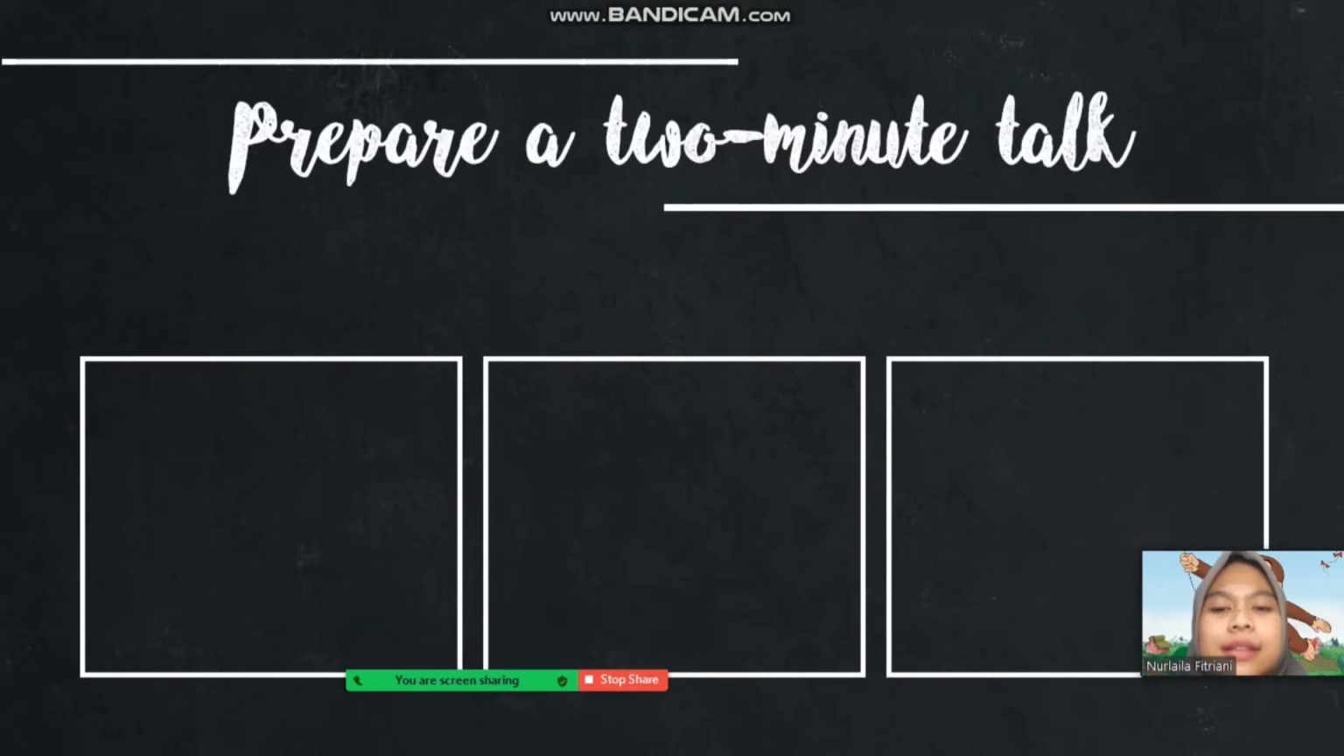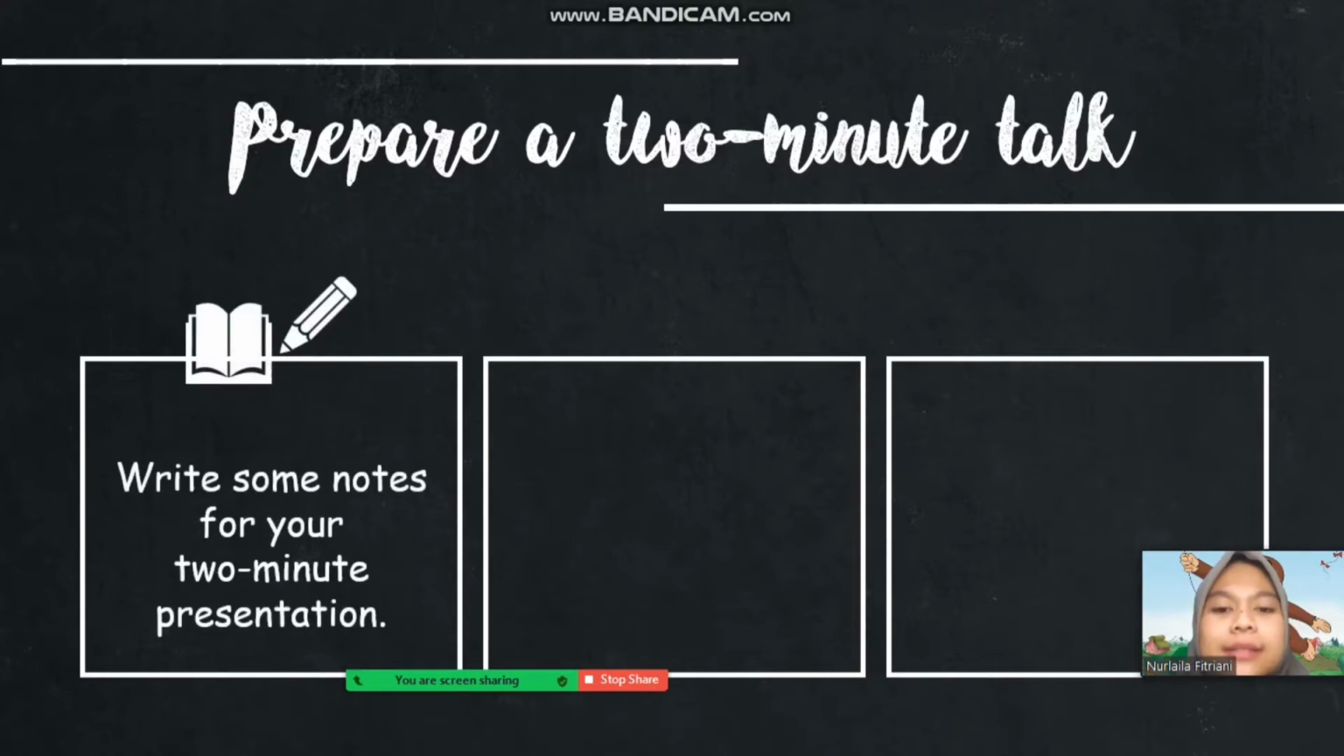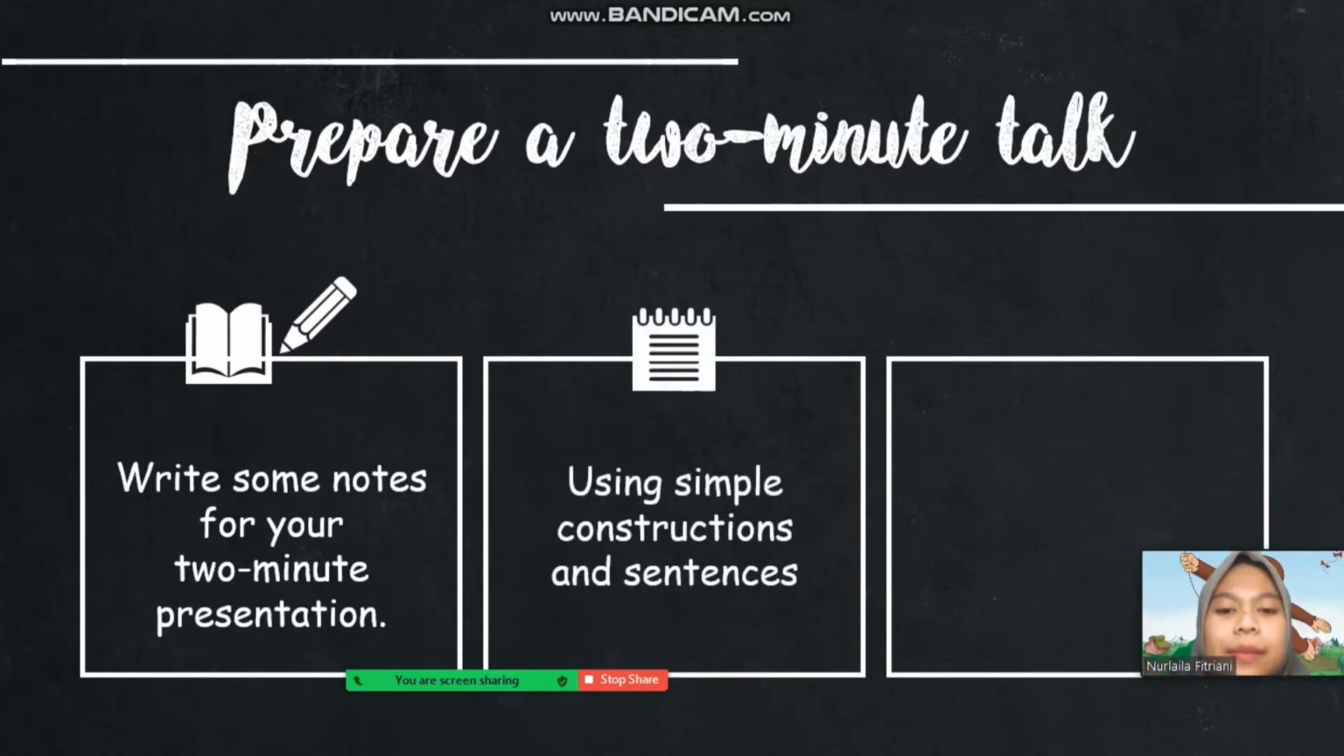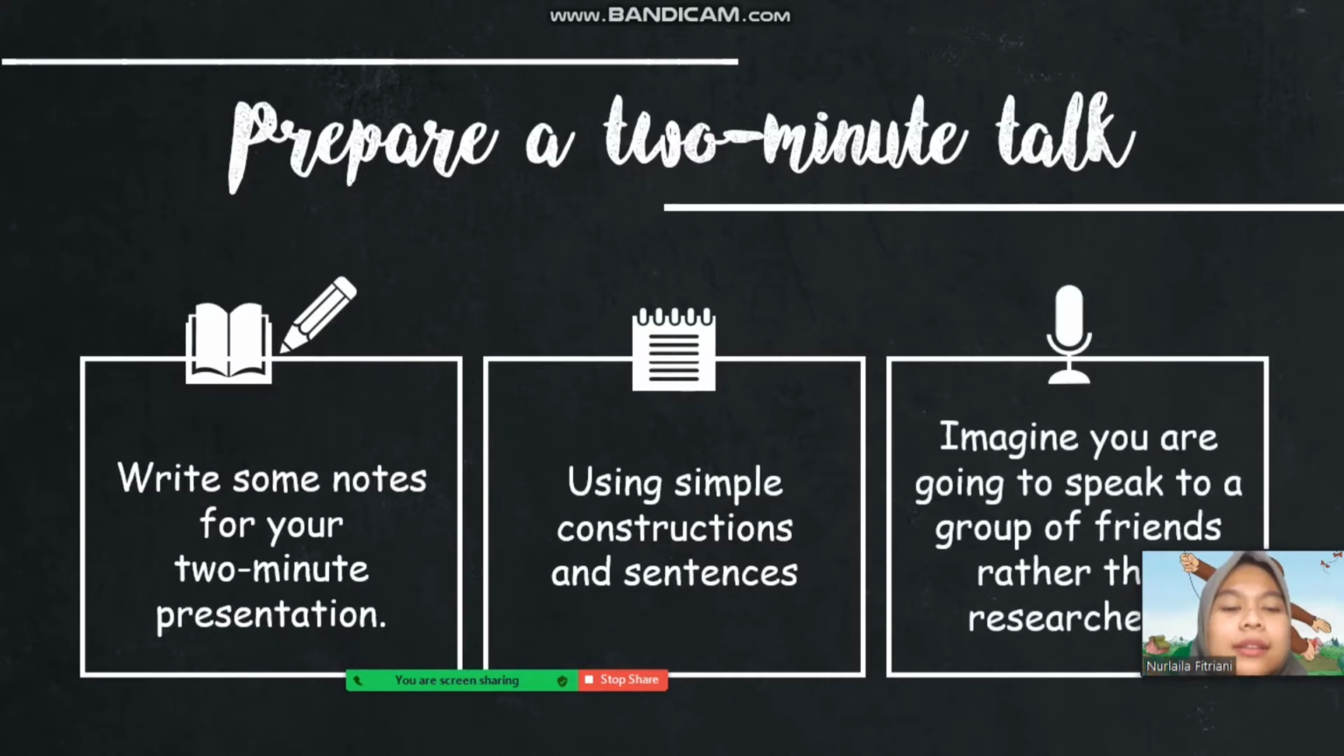Next, the third stage is prepare a 2-minute talk. This will help you be more comfortable while you present your research. The first thing to do is write some notes for your 2-minute presentation. And then the second one is using simple construction and sentences. And then the third is imagine you are going to speak to a group of friends rather than other researchers.